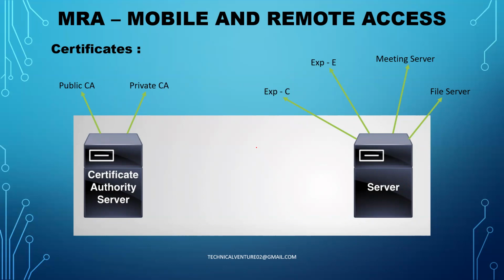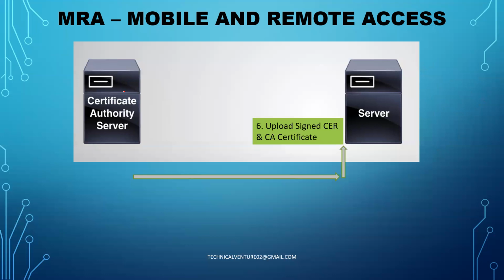After that, we have this certificates thing, right? So certificate is like what all certificates need to be there whenever you want to generate them, or if you want to upload the certificates. There would be one certificate authority server and the normal servers. Normal servers means the Expressway Core, the Expressway Edge, the meeting server, or the file server. You need to upload these certificates. And there are two types of certificates, as you can see: public CA certificates and private CA certificates, like the CA signed certificates, right?